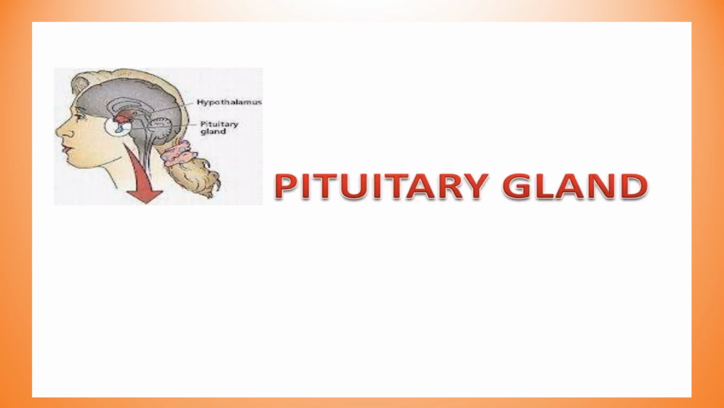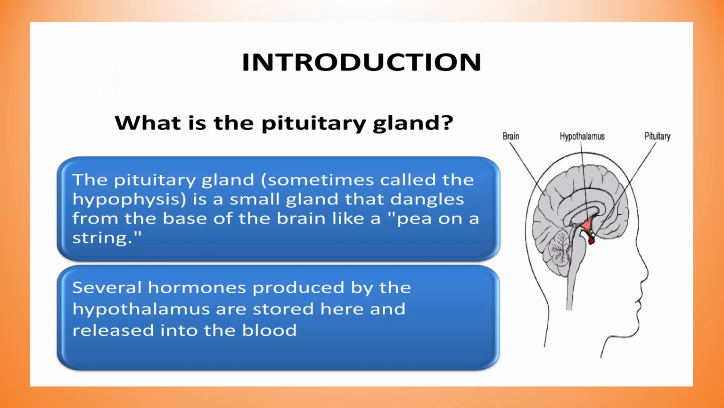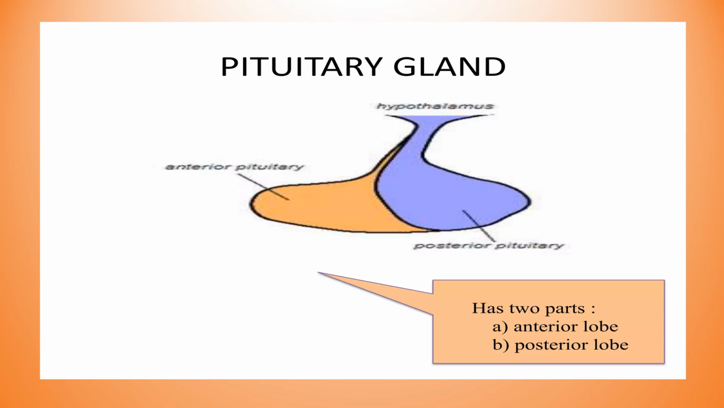Let's see a few things about the anatomy and physiology of the pituitary gland. So what is the pituitary gland? The pituitary gland, sometimes called the hypophysis, is a small gland that arises from the base of the brain like a pea on a string. Several hormones produced by the hypothalamus are stored here, and all of them are released into the blood. The pituitary gland has two parts, the anterior pituitary and the posterior pituitary.